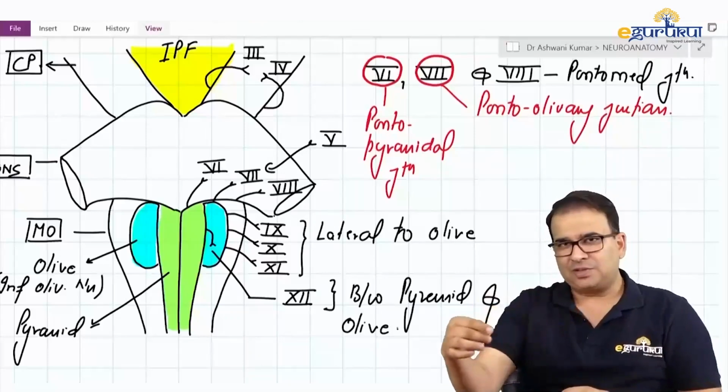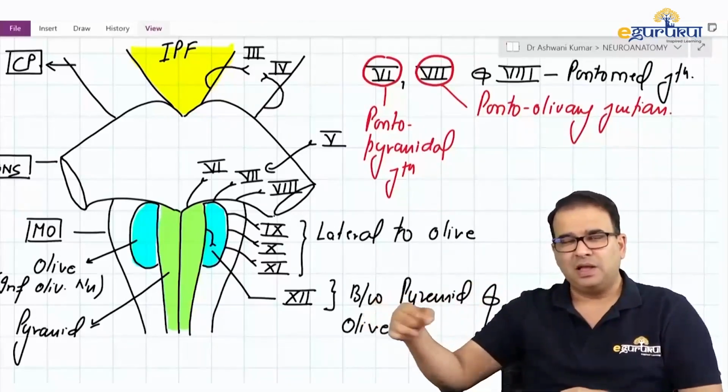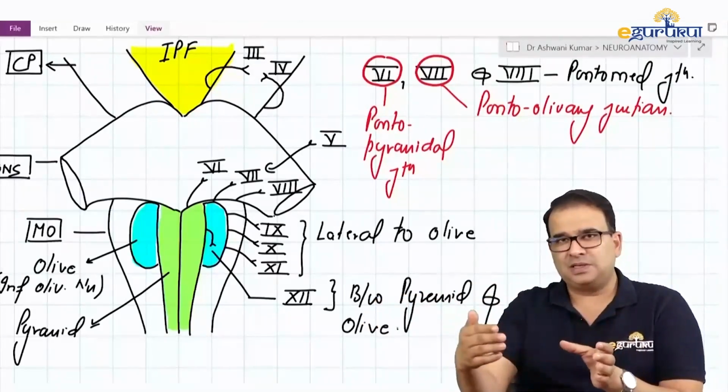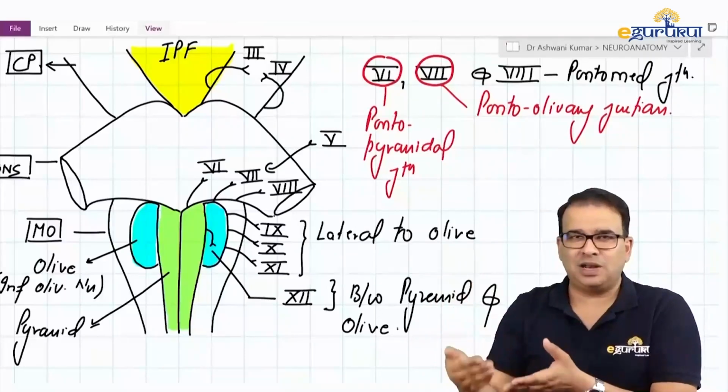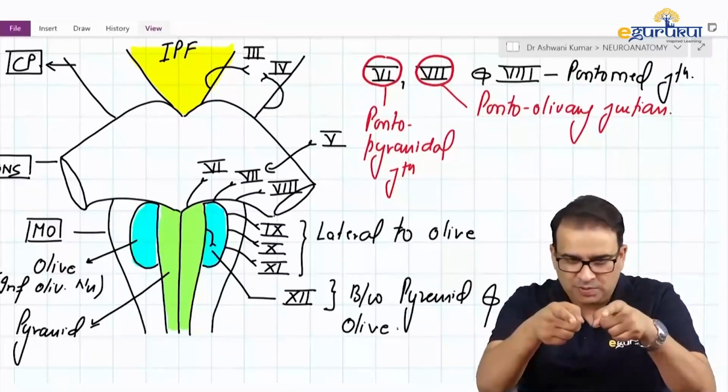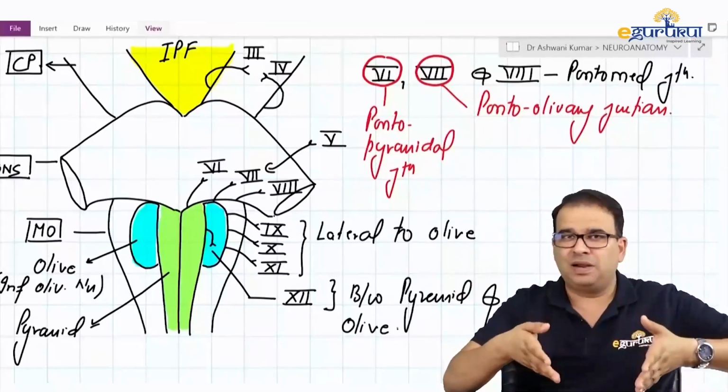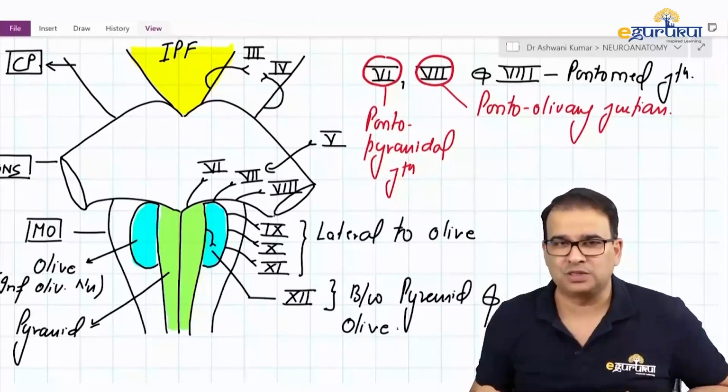And then if in the transverse section they have shown some fiber coming out from there, you can make out, okay, if a nerve is present lateral to the olive in the transverse section, it has to be either the 9th, 10th or 11th nerve, and the only nerve which will be running between pyramid and olive close to the midline is the 12th nerve or hypoglossal nerve.